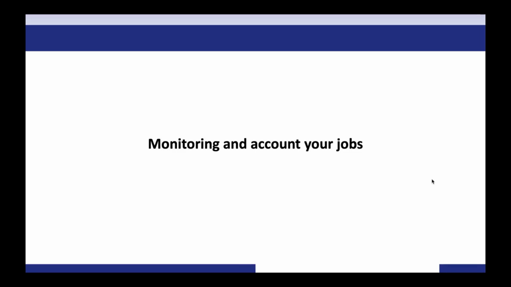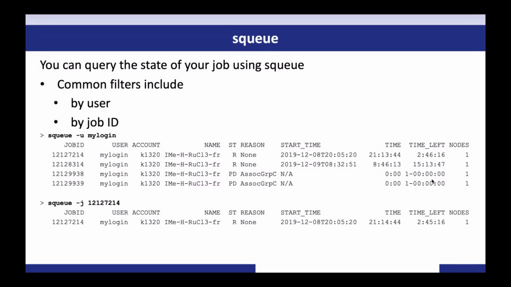Jobs, once submitted to the Slurm queue, can be monitored and their accounting can be queried as well. sq is a Slurm command to query the status of the job submitted. By default, sq shows all jobs in Slurm queues. It can be filtered by username or by job ID for a concise view of the output.